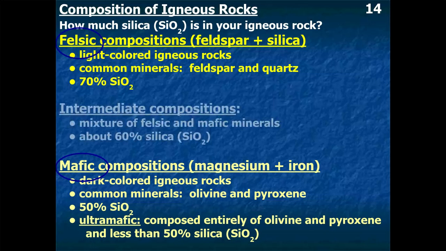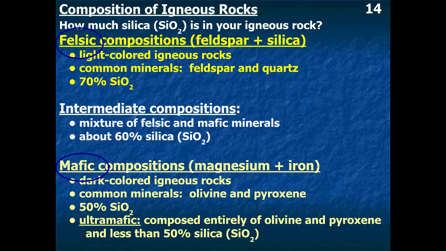And we refer to that as an intermediate composition. This basically represents an equal mixture of felsic and mafic minerals. In fact, there's one particular rock we'll talk about in a minute that's known as the salt and pepper rock, which has a 50-50 mafic and felsic.